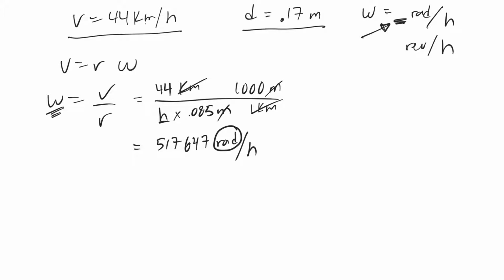Then if they want revolutions per hour, that's quite a few radians in an hour. Anyway, if you want revolutions per hour, there's 2 pi radians in 1 revolution. So if I divide that number by 2 pi, it comes out to 82,386 revolutions per hour. It's quite a few revolutions, but if you're going that fast, you probably would get that many revolutions. Okay, there's one question.